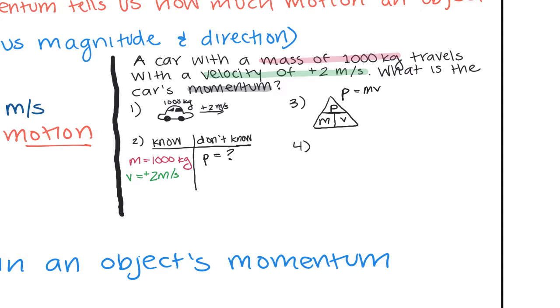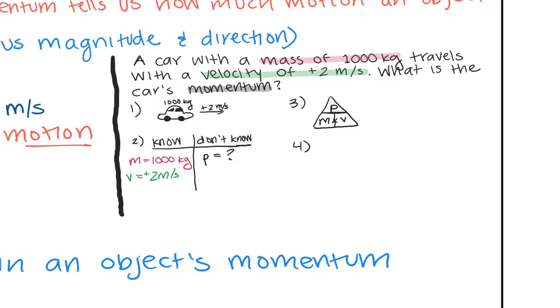p is the variable on top. m times v, which are next to each other on the bottom, we know that that is multiplication there. All right, and I'm going to quickly erase this to make a little bit more room. All right, so we are solving for momentum here.